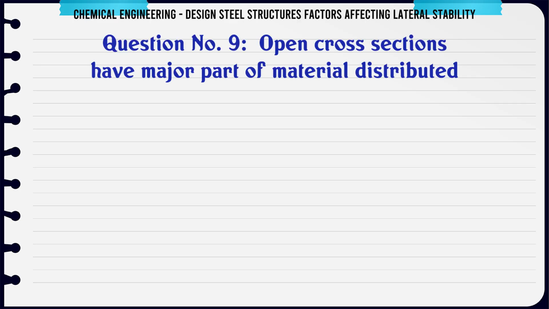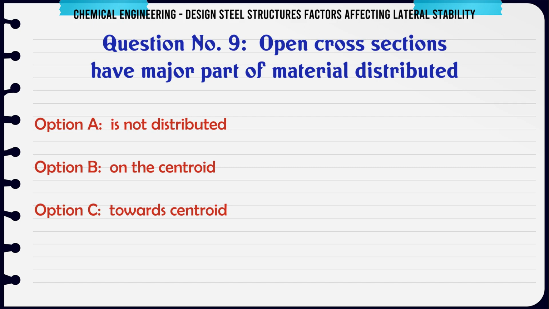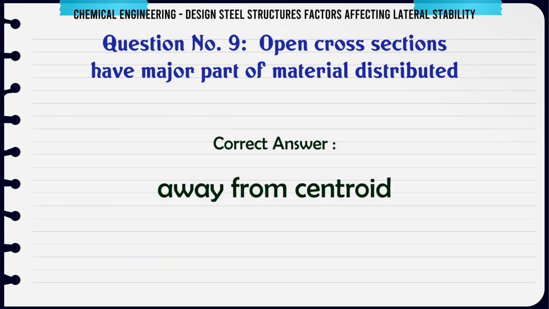Open cross sections have major part of material distributed: A. Is not distributed, B. On the centroid, C. Towards centroid, D. Away from centroid. The correct answer is away from centroid.